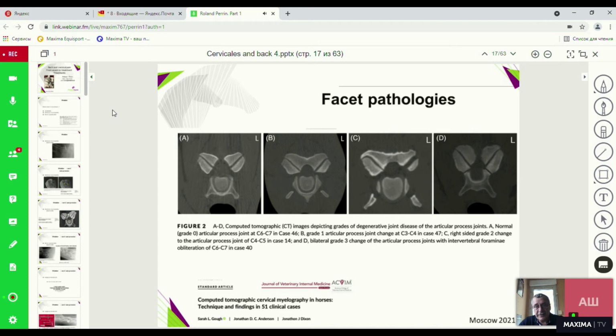If you look at the second picture, you see the opposite. It's an osteophyte of the cranial part, and you see you are going near the spinal cord and near the nerves.